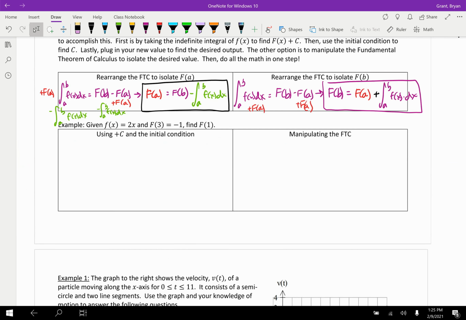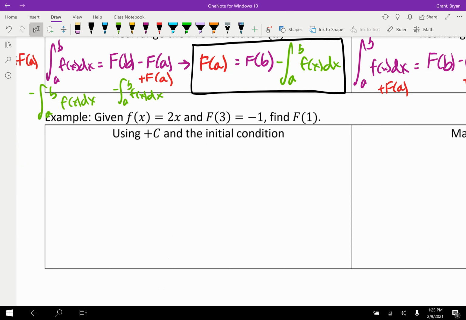Well, let's say that we're given the equation f of x equals 2x, and we also know that capital F of 3 equals negative 1, and you are asked to find capital F of 1. So we know the equation for the slope, and they gave us an initial condition about the antiderivative, and they want to know something else. Well, two ways to do this. Option one is we can use an indefinite integral.